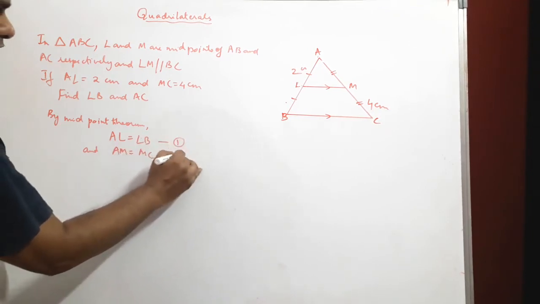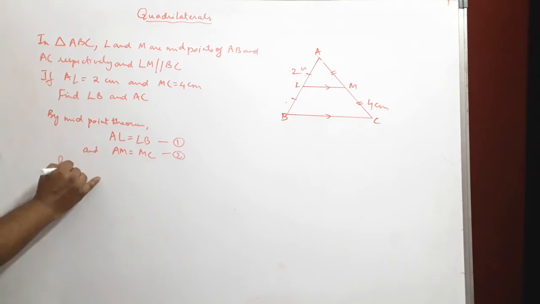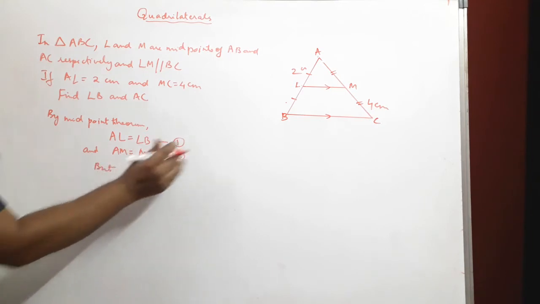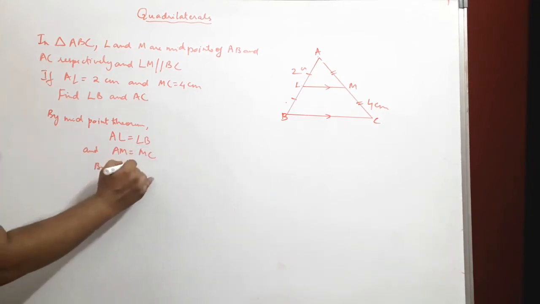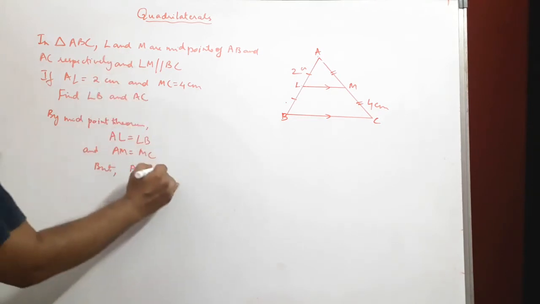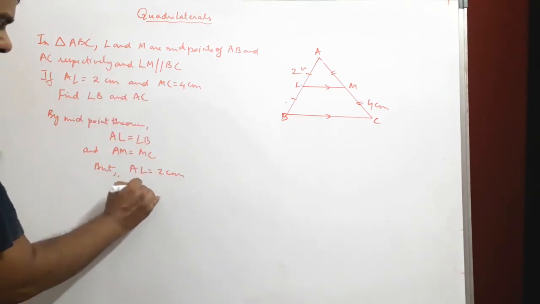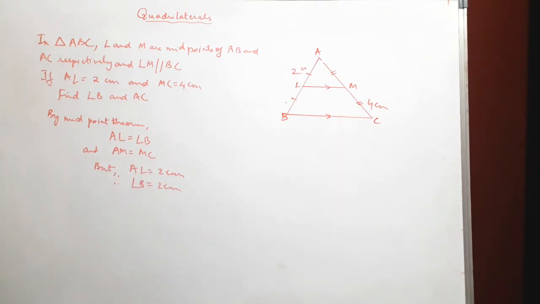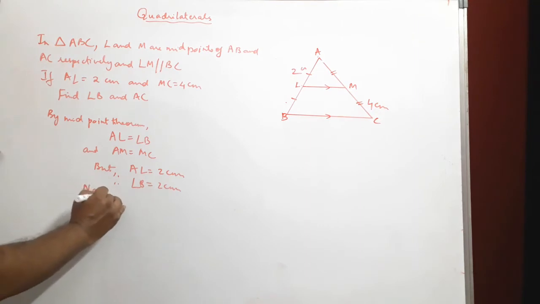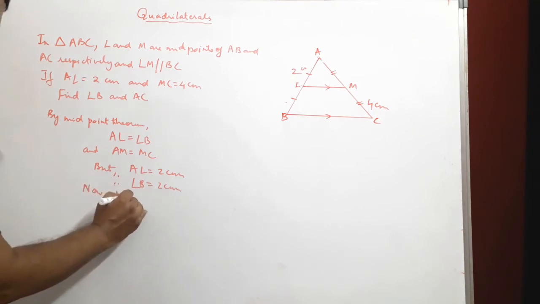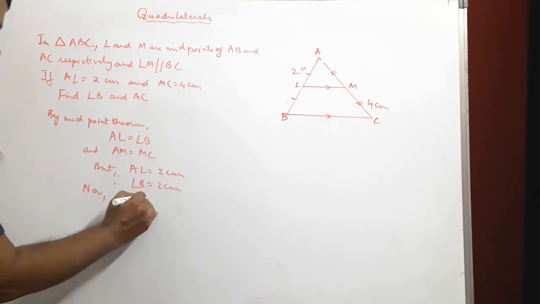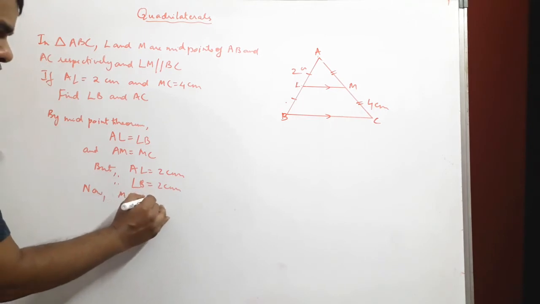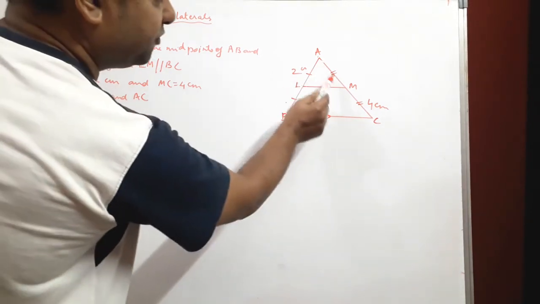So we can say from 1 and 2, AL is equal to how much? 2 centimeters. Therefore LB becomes equal to 2 centimeters because they are equal to each other. Now, AM is not given, MC is given. MC is equal to 4 centimeters. We are not asked AM, we are asked AC.